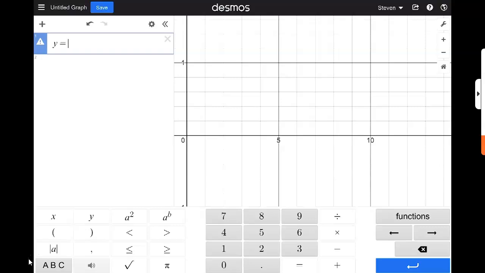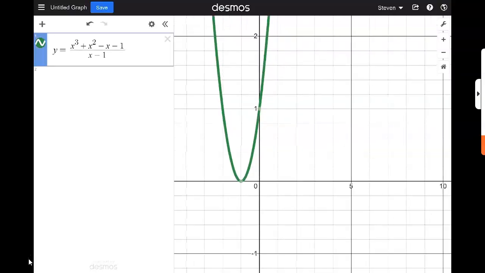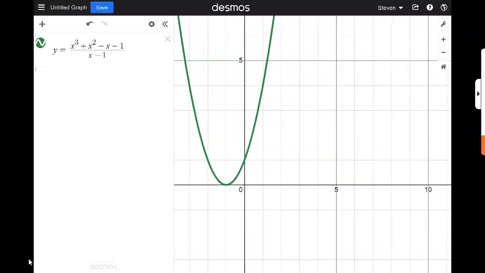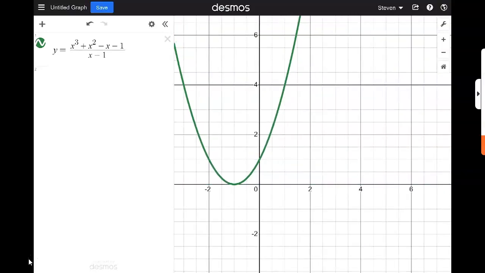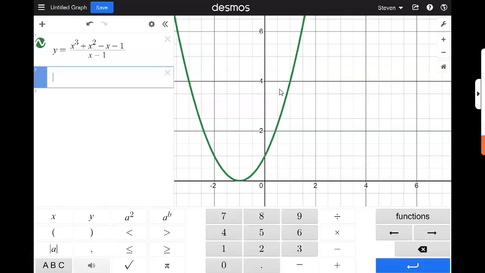Real quick here. y equals x to the third plus x squared minus x minus 1, all over x minus 1. So of course, there's a hole in the graph at x equals 1. But if you look at the graph here, as we approach 1, the graph is approaching 4. Exactly what we found.